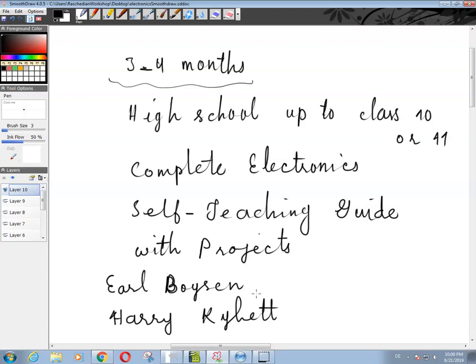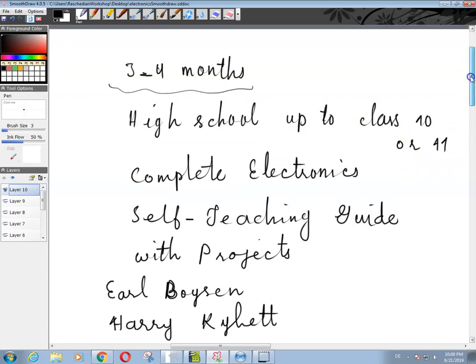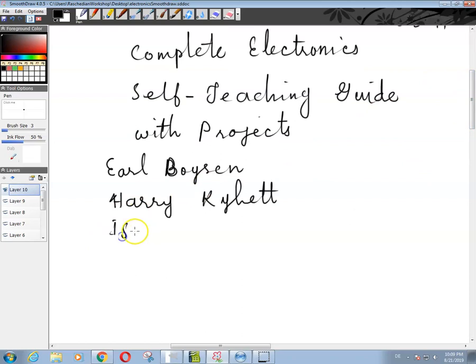And the ISBN of this book is 978-1-118-21732-0. That is the ISBN of the book.